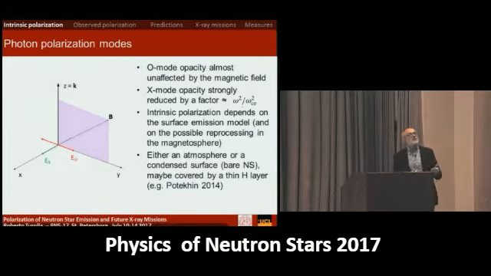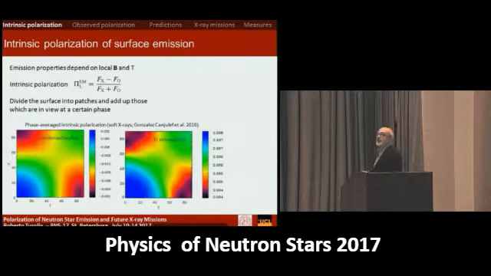Either we think that the neutron star surface is covered by a gaseous atmosphere, or the neutron star has a sort of condensed surface in the solid or maybe liquid phase. In this case, it is called a bare neutron star, and this bare neutron star is maybe covered by a thin hydrogen layer. There is a very nice review paper by Sasha Potekhin on this. And the emission and polarization properties of course strongly depend on the choice of the model, and also on the local value of the magnetic field and on the temperature.